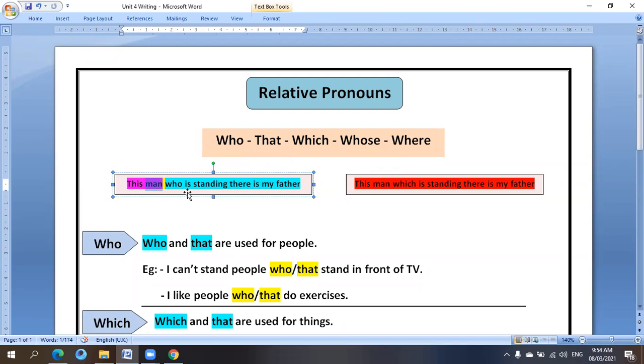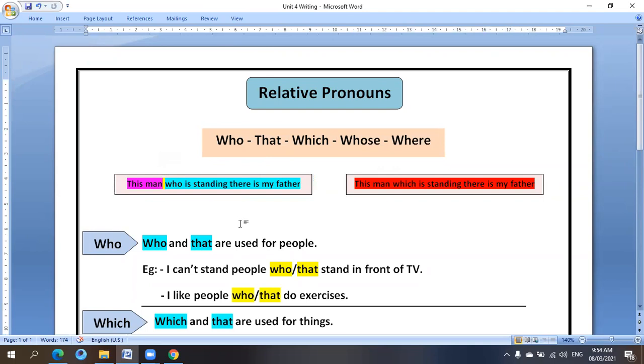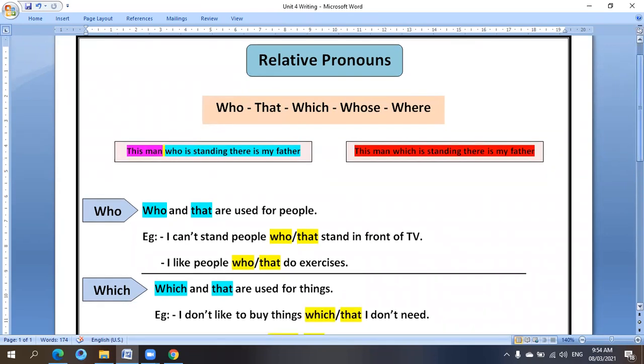So that's it. Okay? So we can call it relative clause or adjective clause. What is the function of adjective clause or relative clause? It describes the noun that comes before it. Okay? So that's it. Now we can move to talk about each pronoun alone. Let's focus with me now.